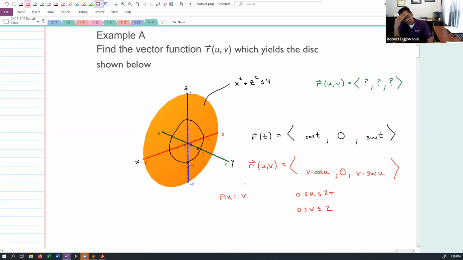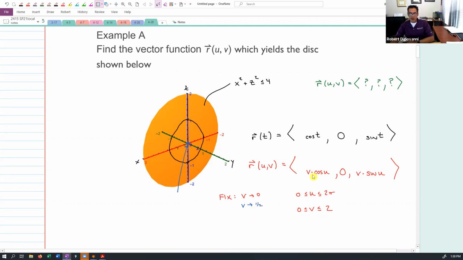This is me just thinking through what's happening. I'm going to fix v, okay? Let me fix v. And let's start with v being 0. If v is 0, now let u go between 0 and 2 pi. So v is 0, v is 0. I'm going to get 0, 0, 0, and that draws me the origin, right? It draws me that point. And now I'm going to let v be bigger than 0. So I can go between 0 and 2. So maybe I'll go like 1/2, okay?